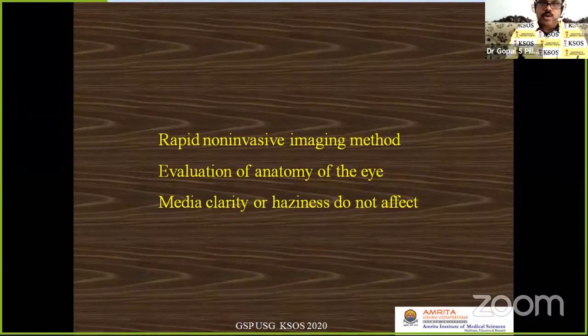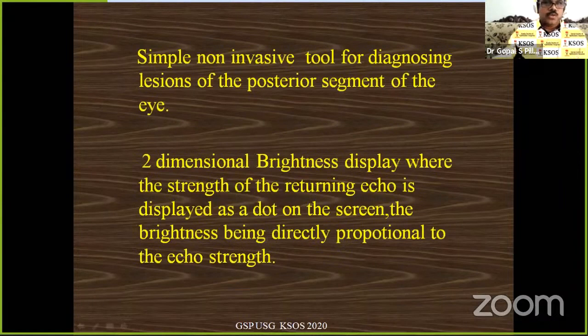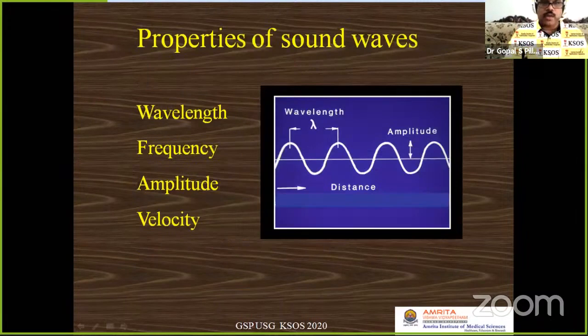It is a rapid, non-invasive imaging method for evaluation of the anatomy of the eye, and media clarity or haziness does not affect it. It is a two-dimensional brightness display where the strength of the returning echo is displayed as a dot on the screen, and those dots are joined together to form the ultrasonography.